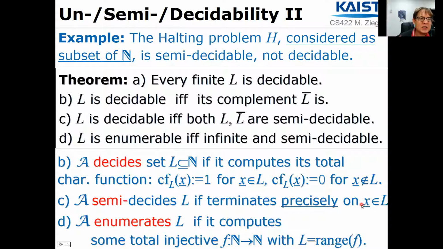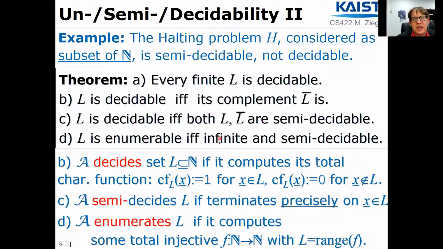Our algorithm B thus terminates on arguments X that belong to L and does not terminate on arguments that do not belong to L. Thus, we have proven one direction. If L is enumerable, then it is infinite and it is semi-decidable. The very final thing for today is the converse. So stay tuned. It's only going to be 3 more minutes.